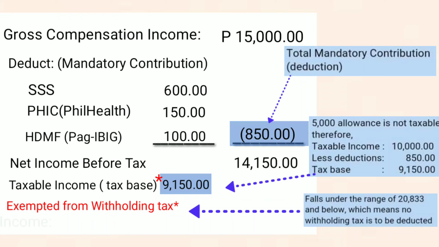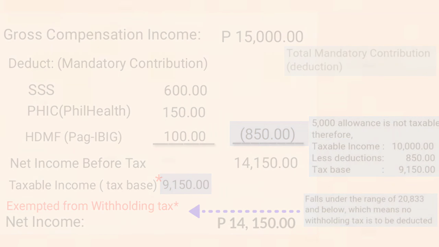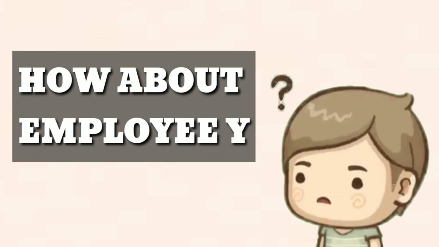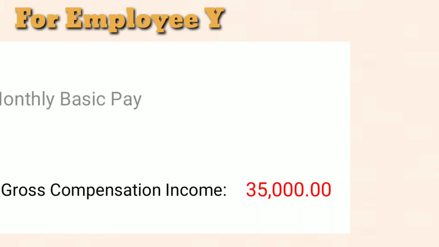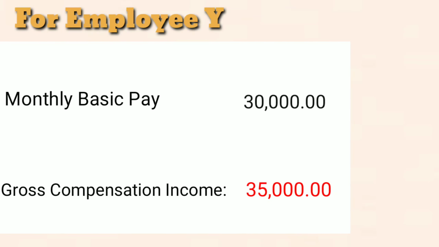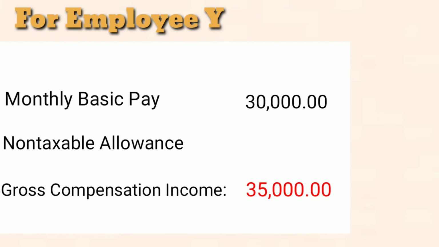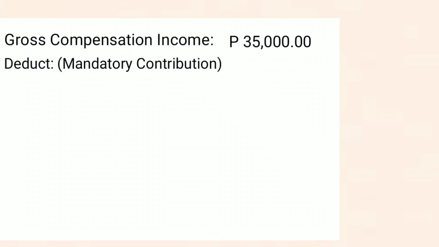With this, the net income after tax of employee X is 14,150 pesos. How about employee Y? For employee Y, the gross compensation income is 35,000 after adding the monthly basic pay of 30,000 and non-taxable allowances of 5,000. Next is deduct the mandatory contributions.